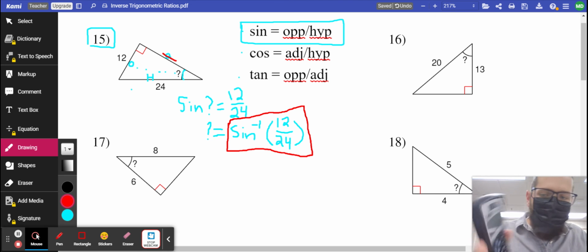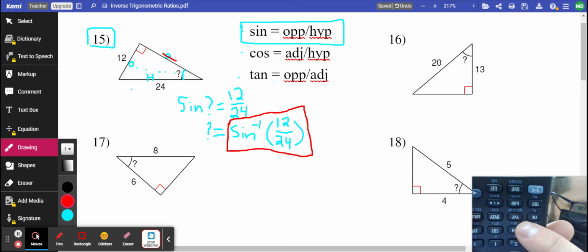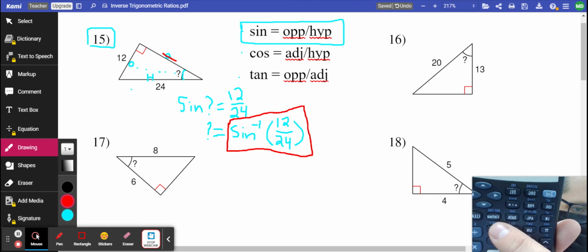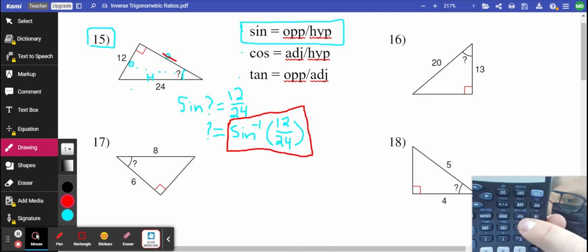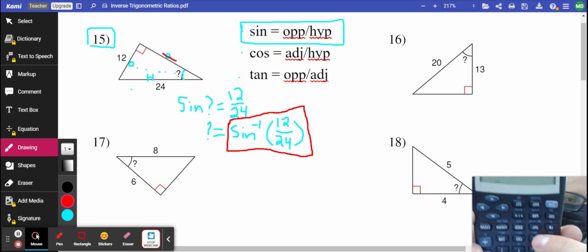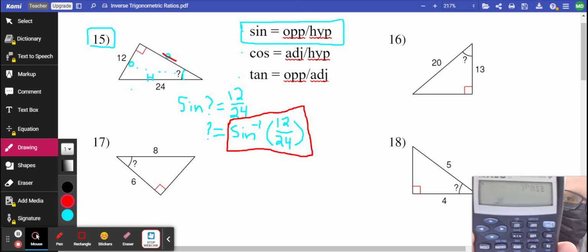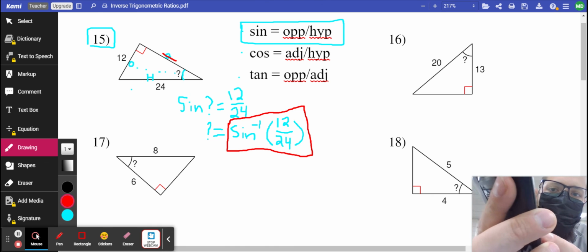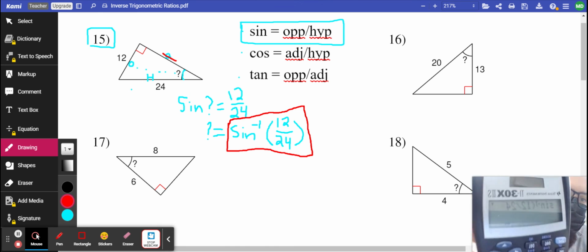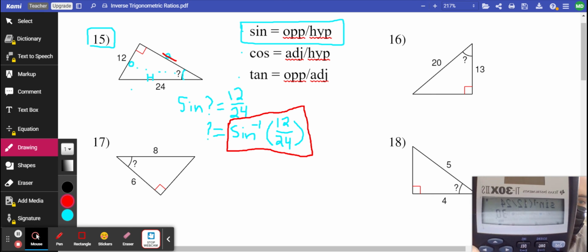So on your calculator, you'll notice that there's a sine button, right? And then right above it, there's a sine -1, and a cosine -1, and a tangent -1. So to get at those, you push second sine. So it comes up like that on your calculator, and you just type in your fraction. Our fraction is 12 over 24. So I'll do 12 divided by 24. Looks like that. Push enter.